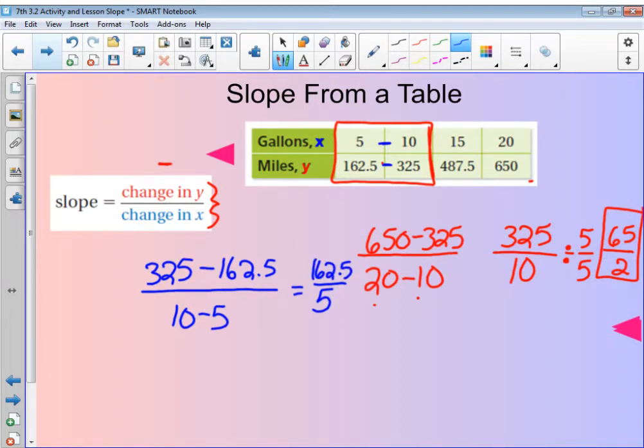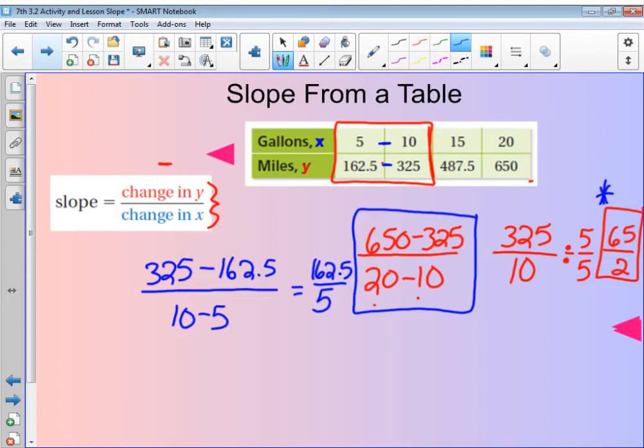I cannot leave a decimal number in a slope, which means I would then have to take everything times 2 to get that decimal out of there. That's why I chose to pick the two numbers that I did, so I didn't have to worry about having a decimal in my final answer. Okay, so here, the true final answer should be 65 over 2 for our slope.